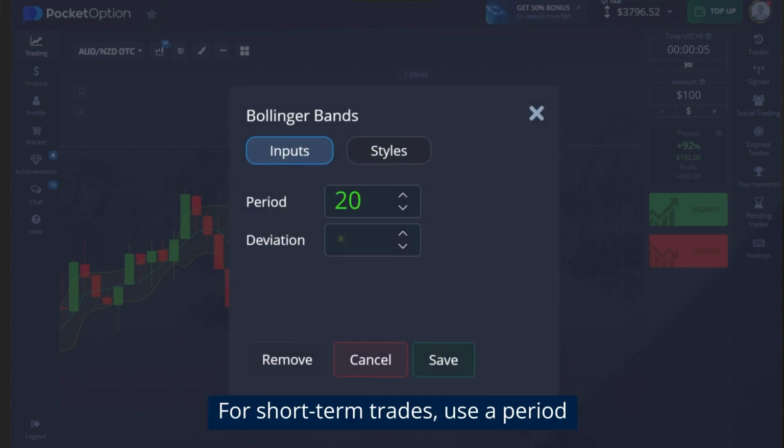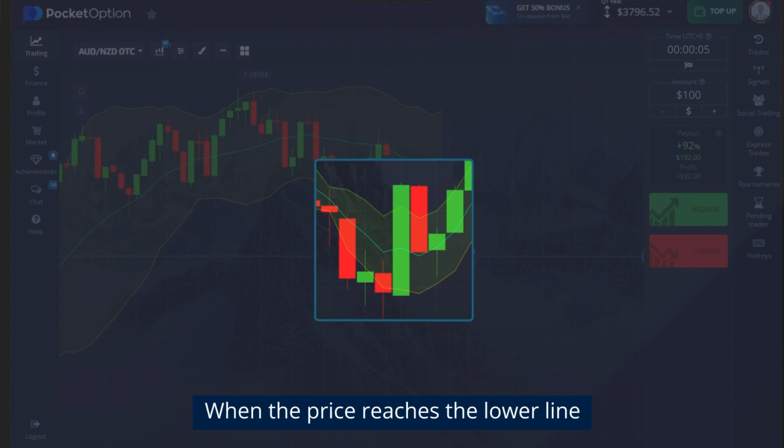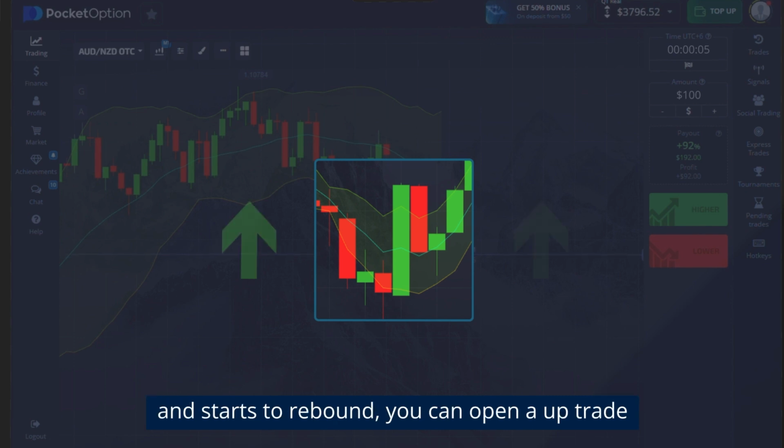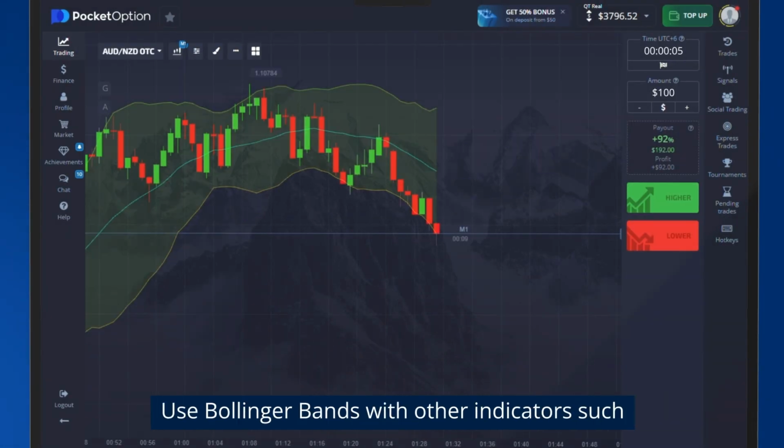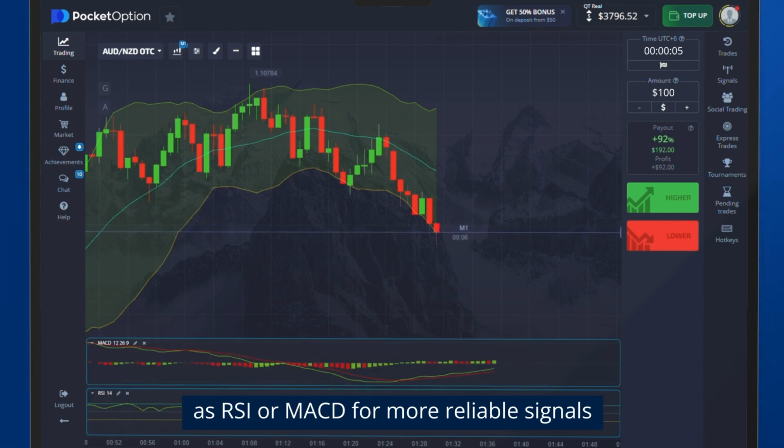For short-term trades, use a period of 20 and a deviation of 2. When the price reaches the lower line and starts to rebound, you can open an up trade. When the price touches the upper line and starts to recede, open a down trade. Use Bollinger Bands with other indicators such as RSI or MACD for more reliable signals.